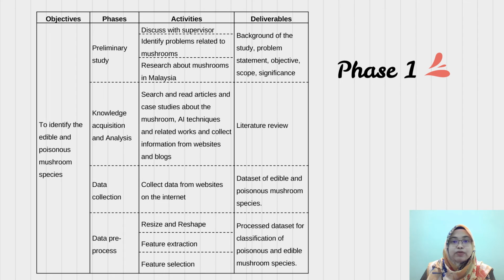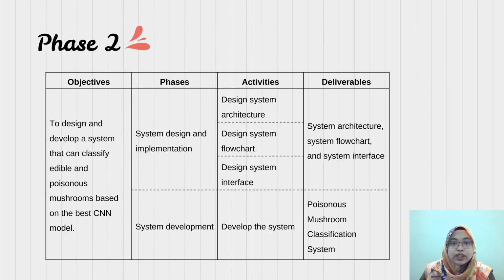This is phase 1. In this phase, the focus is on the research and gaining information about the project, such as the information about mushrooms, AI techniques to be used in the project, and also the reviews on the previous research. There are 4 activities involved in this phase, which are the preliminary study, knowledge acquisition and analysis, data collection, and also data preprocessing.